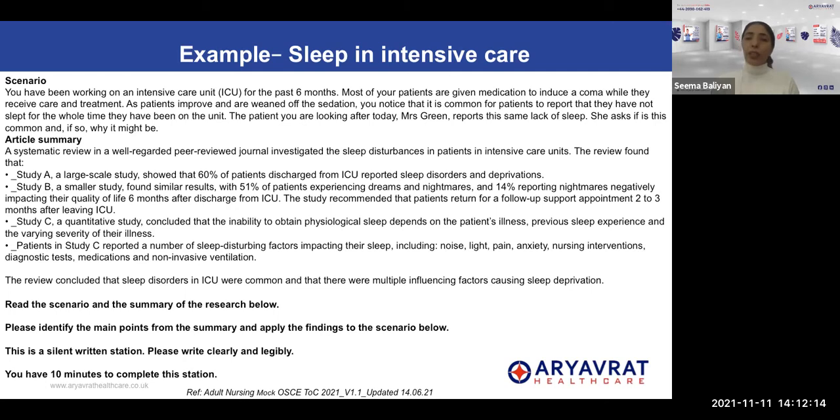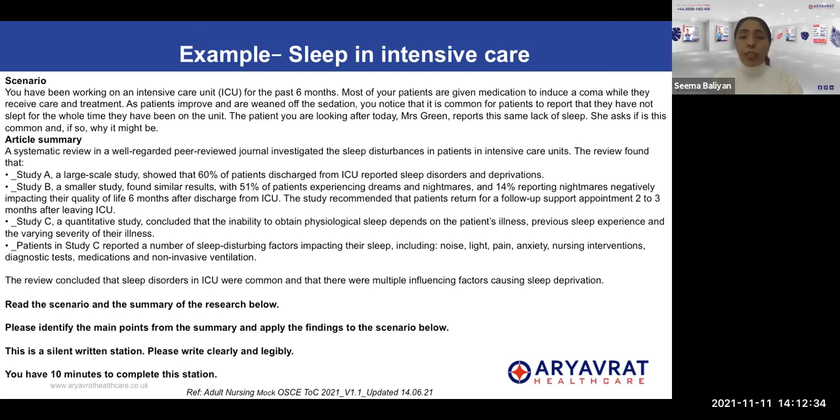And the article is the one which is going to give you the evidence about that particular scenario which you are going to be attempting. So the article can be a summary of a research, it can be an abstract, it can be a conclusion. So it is going to be something from a journal which is giving evidence.